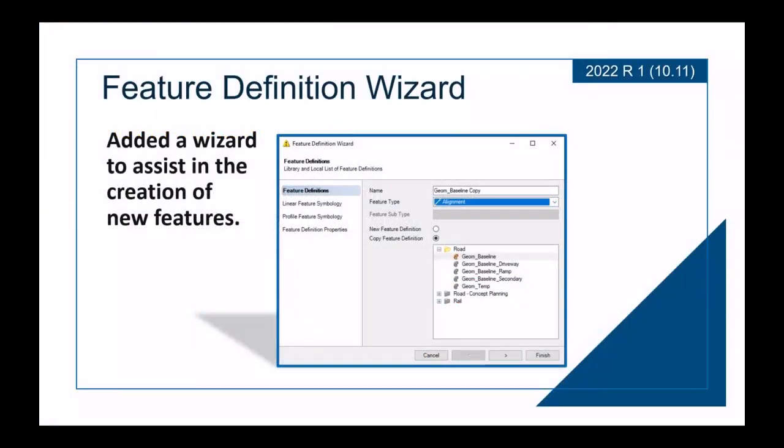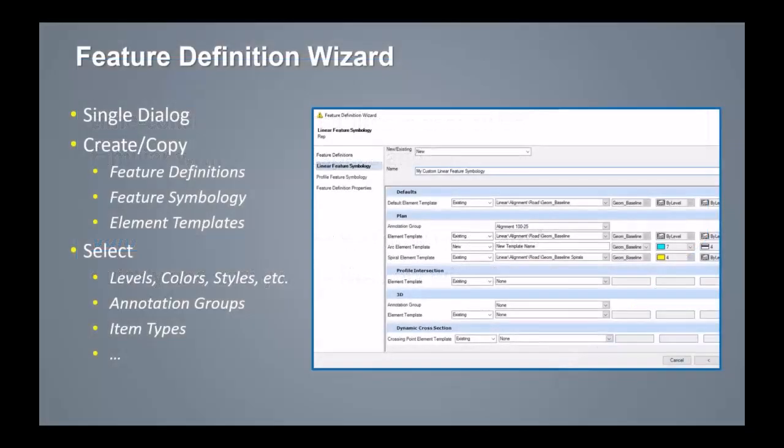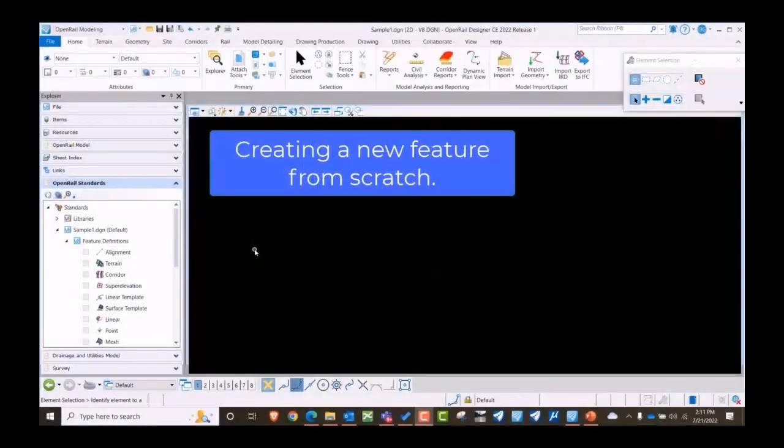Something else that we added in 10.11 or 22R1 is a better ability to create feature definitions. So if you've ever created them, you know they're kind of complex. They've got the definition itself, there's symbologies behind it, which leads you to element templates and levels and colors and styles. And understanding how all that fit together can be quite complicated. So we built a wizard to help you build that. Now, using this wizard, you can create new features or you can copy existing features. So let's take a look at how that works.